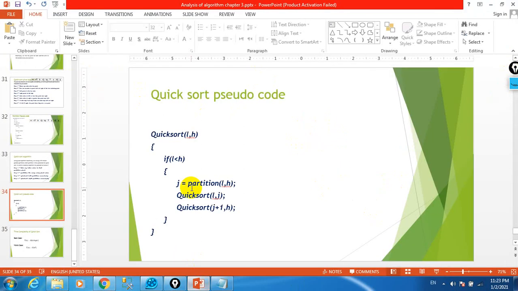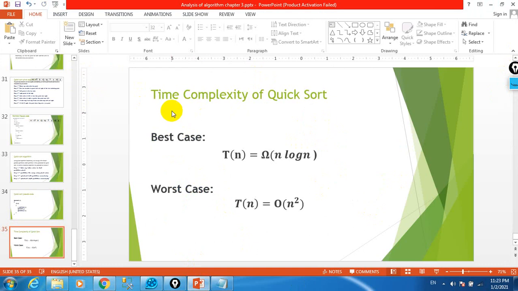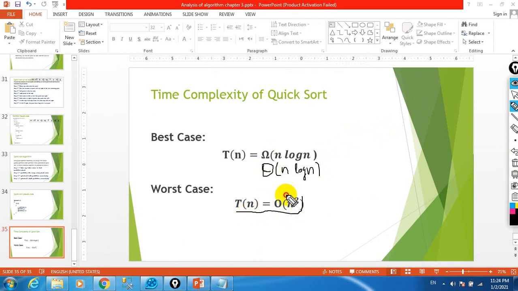So here in the slide I have also mentioned that the time complexity of the quicksort algorithm for the best case is n log n, and this is also for the average case. For the average case we can also write theta n log n. And this will be the worst case time complexity because here the tree is not formed.